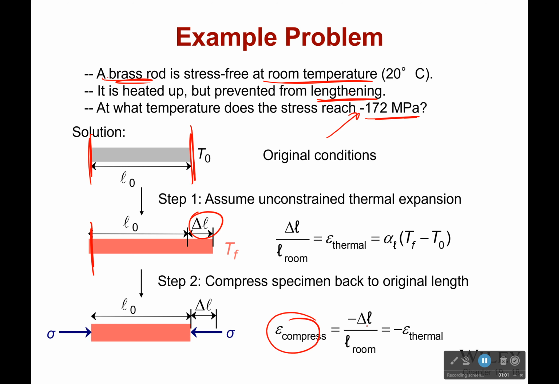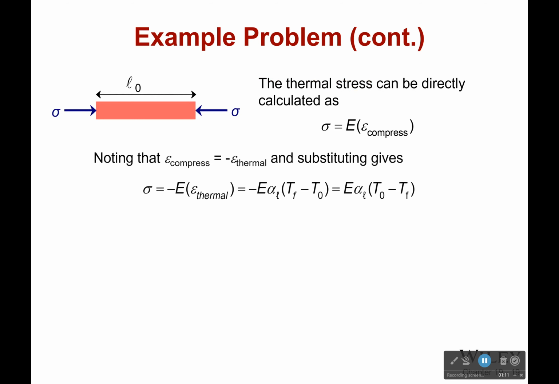So the strain from compression is going to be equal to negative my thermal strain. Thermal strain was trying to expand. The compressive strain is trying to bring it back down. So we can then calculate our thermal stress by saying, okay, that's going to be equal to my compressive strain from the walls pressing in times the modulus of elasticity.